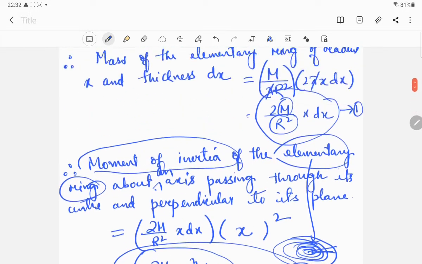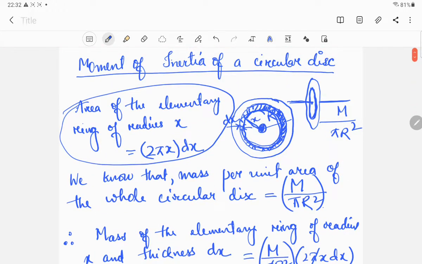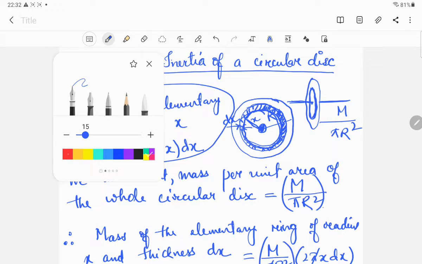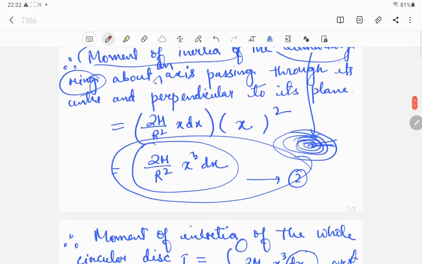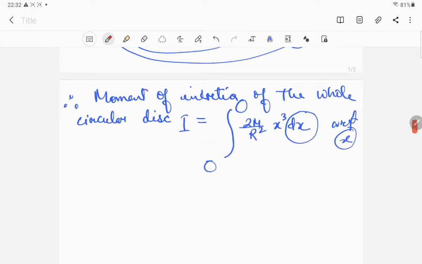So what is the x? In the diagram you see x is nothing but the distance of the ring from the center. So if this is the center and you start from here, you need to go up to this. If I ask you what is the minimum value of x, you need to say 0, because it is 0 at the center. And the maximum value of x will go up to radius capital R. So this is 0 and this goes to capital R.